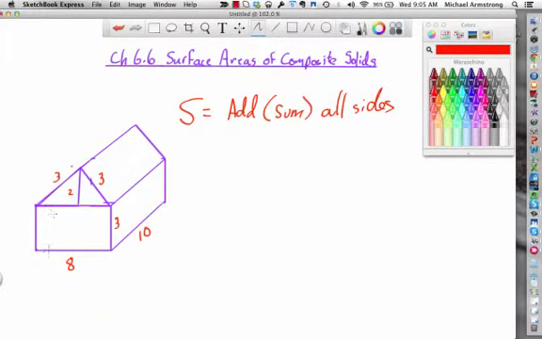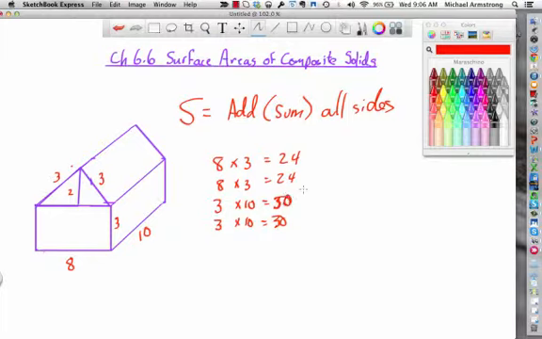Okay, so if we start here with this rectangle, there's one on the front and there's one that we can't see on the back. So that's 8 times 3. And then 8 times 3 is 24 again. And that's the front and back. And then the left and the right are going to be the same. This is 3 times 10. And then 3 times 10. And so that's the left and the right.